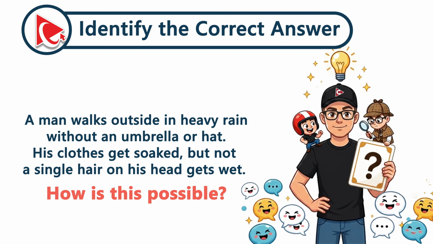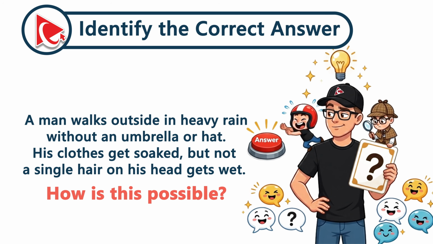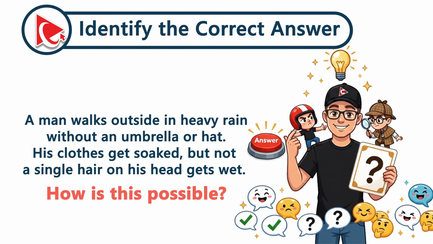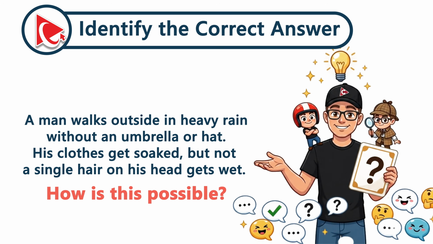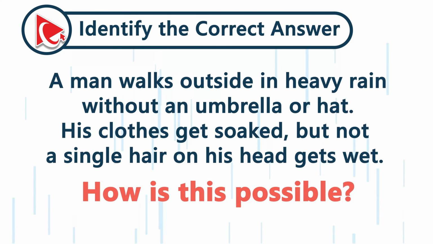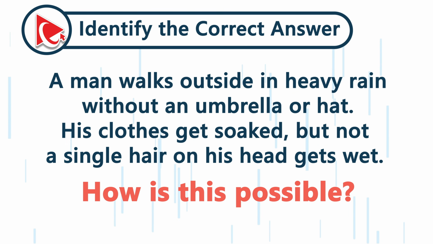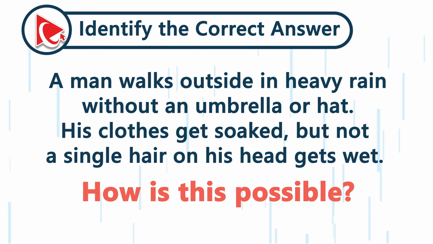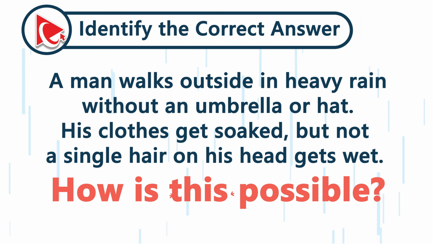This is one of those clever questions where your first instinct might be the worst advisor. And this one is for you. Solve it, drop your answer in comments, and I'll let you know if your brain passed the test. A man walks outside in a heavy rain without an umbrella or a hat. His clothes get soaked, but not a single hair on his head gets wet. How is that possible?